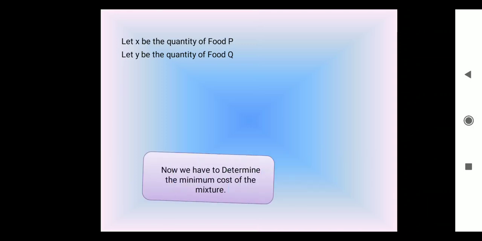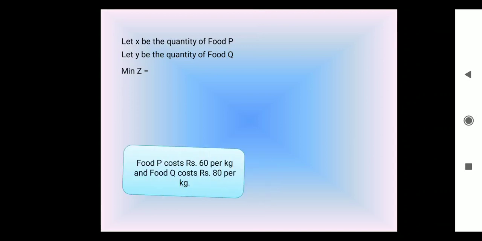Here, let x be the quantity of food P and let y be the quantity of food Q that are going to mix together. Now we have to determine the minimum cost of the mixture, that is our objective function. Therefore, minimum of Z is, by observing the question, they have given prices of two types of food, that is rupees 60 per kg and rupees 80 per kg for food P and Q respectively. Therefore, our objective function becomes 60x plus 80y.